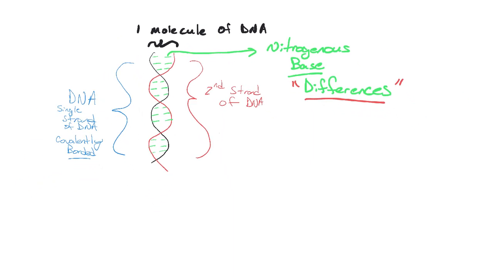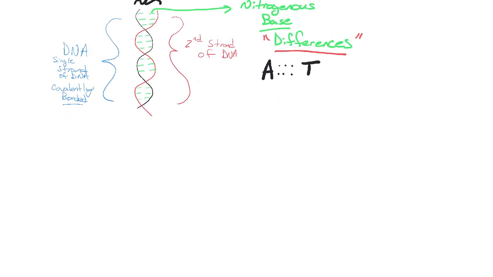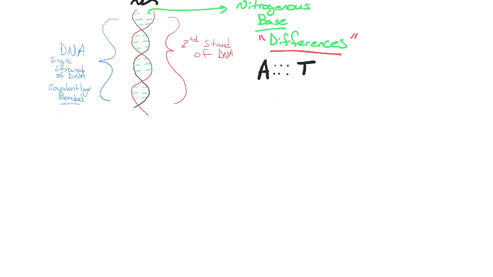You have four options. You have A, hydrogen bonds with T. Let me not put lines, because lines mean covalent bonds, right? So let's not put lines. Let's put dots. These are hydrogen bonds. I'll talk about what that is in a second. A hydrogen bonds with T, and G hydrogen bonds with C.